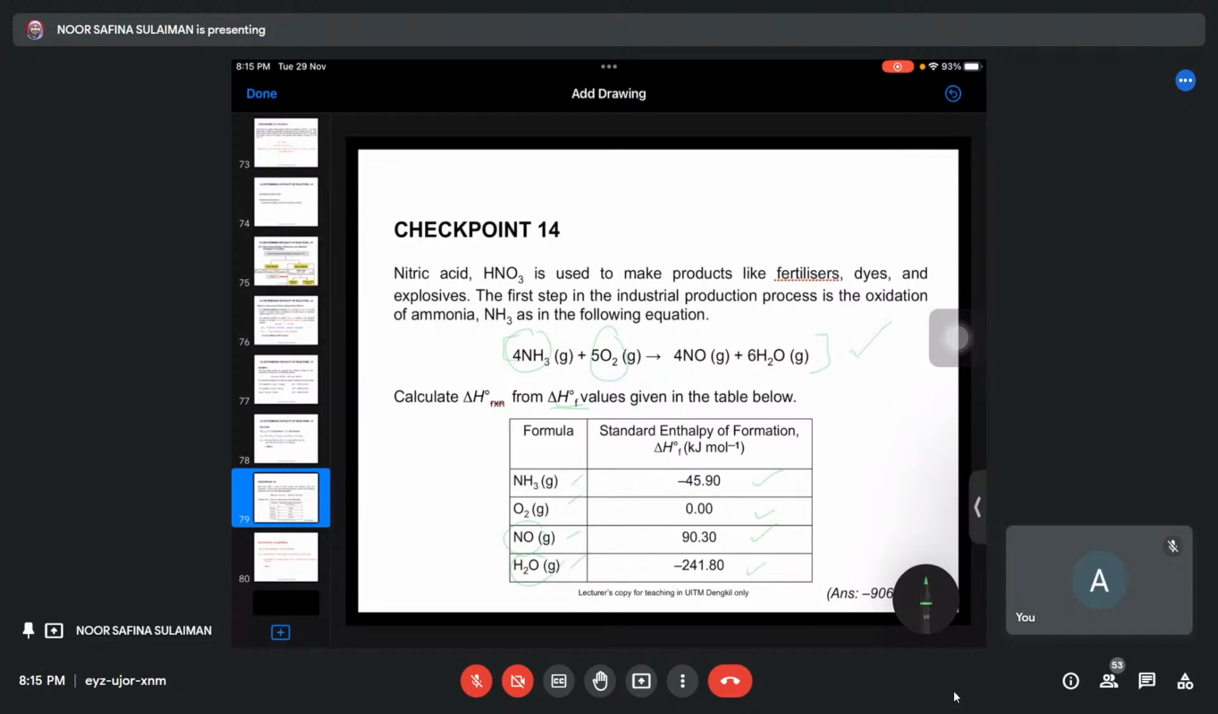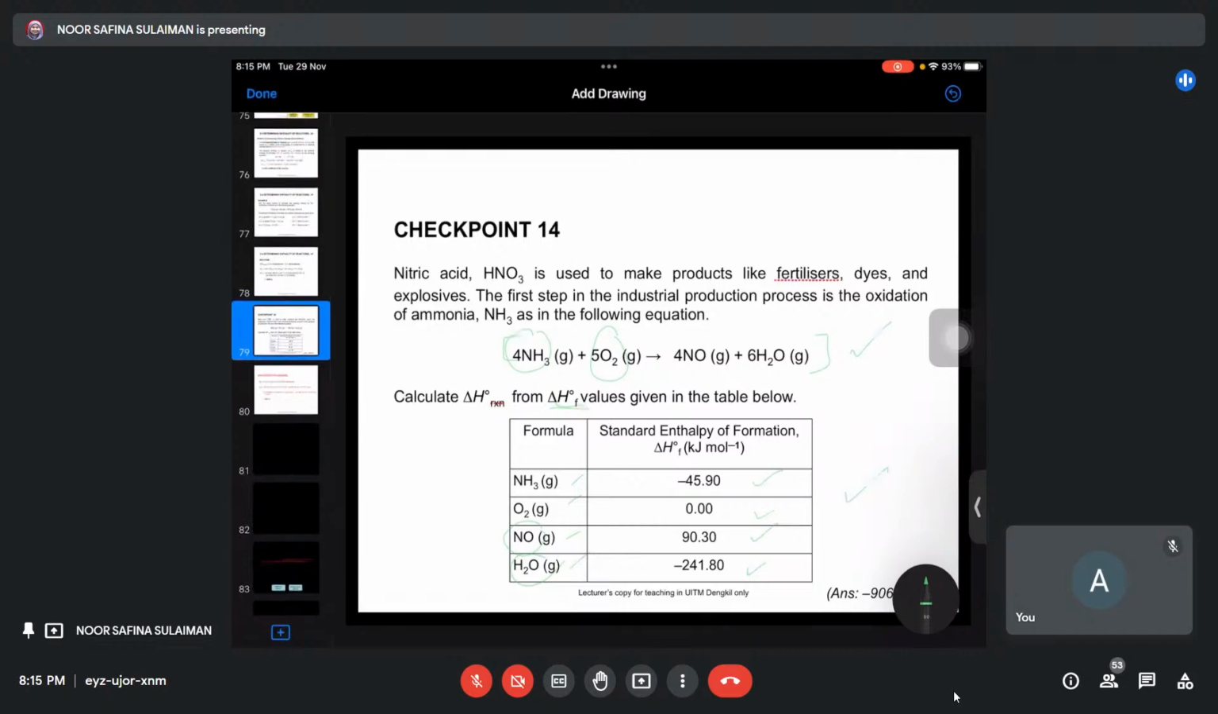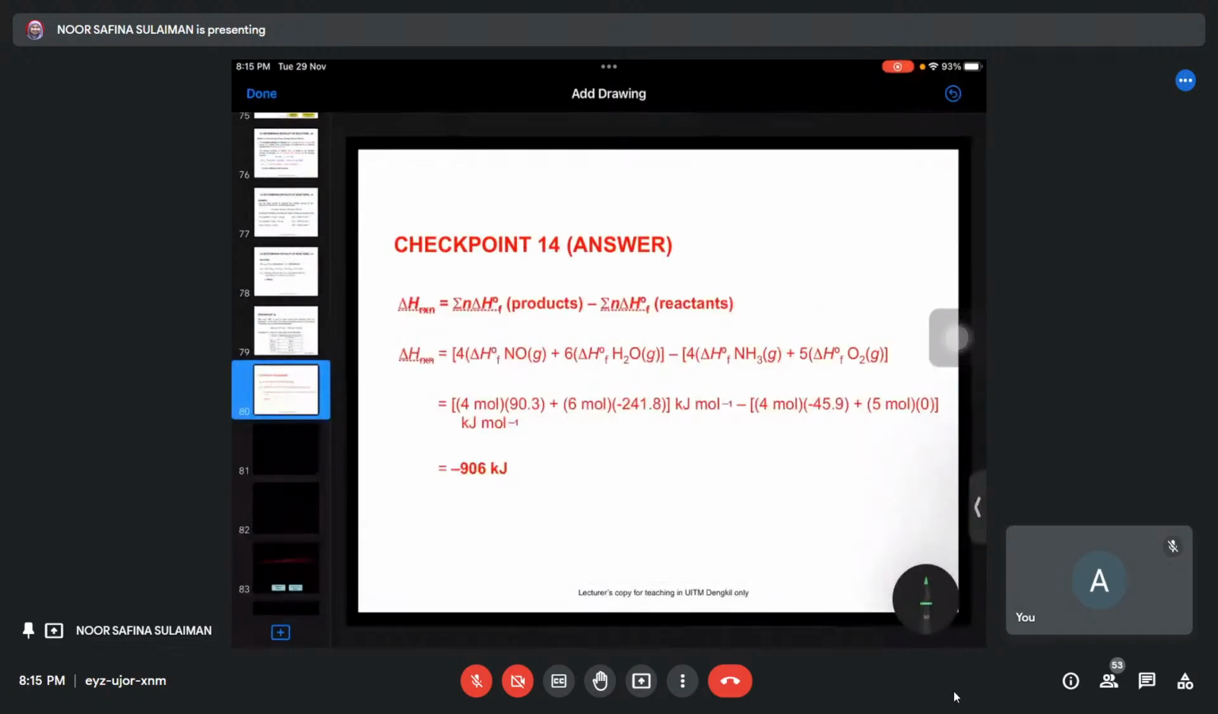Okay, so you dah ada balance equation, you dah ada nilai standard enthalpy formation for each product and reactant. So you can calculate. You kira kan produk tolak reactant, dan you akan dapatlah nilai dia is negative 906 kilojoule per mole.